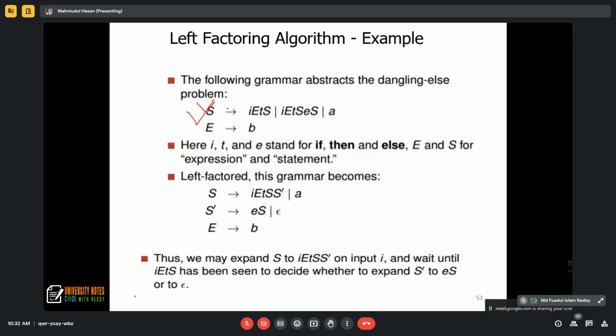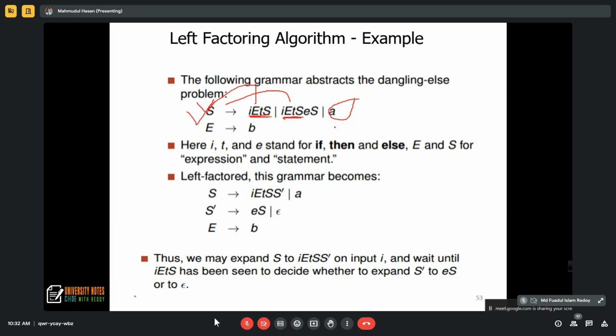Consider this production rule. Is there any common prefix? Yes, sir. IETS. So there is a common prefix problem. Always try to take the largest prefix. IETS is the largest prefix, and you should try to take more and more production rules, and here there are production rules 1 and 2. If it is possible, then take more production rules.